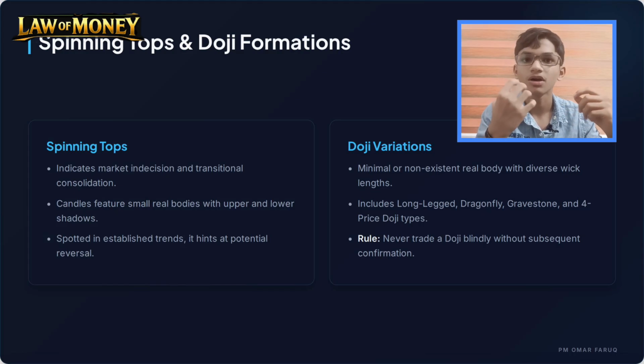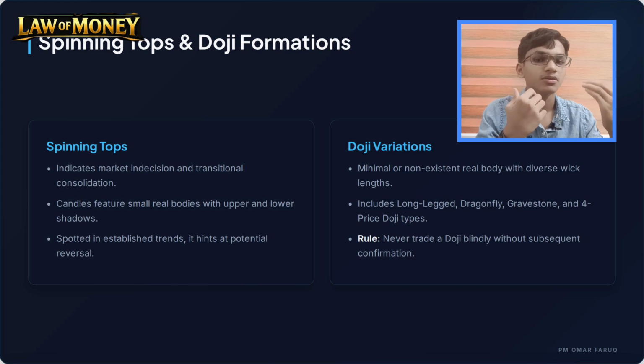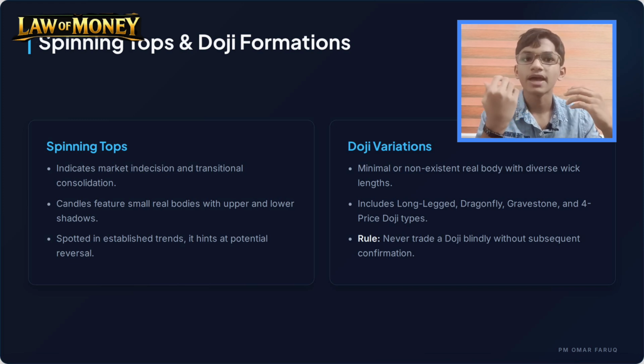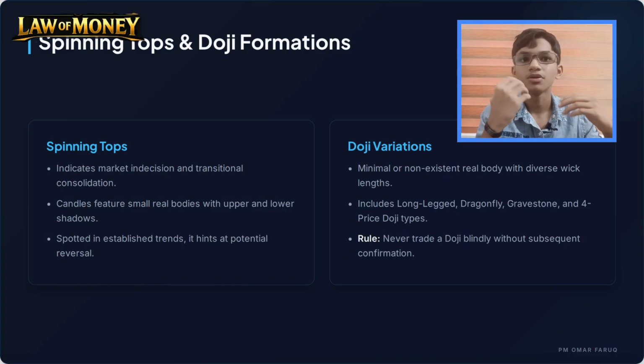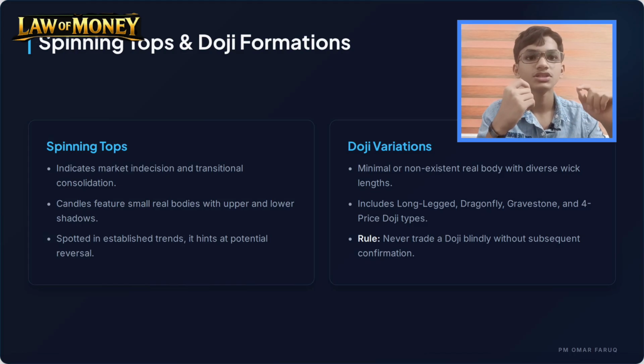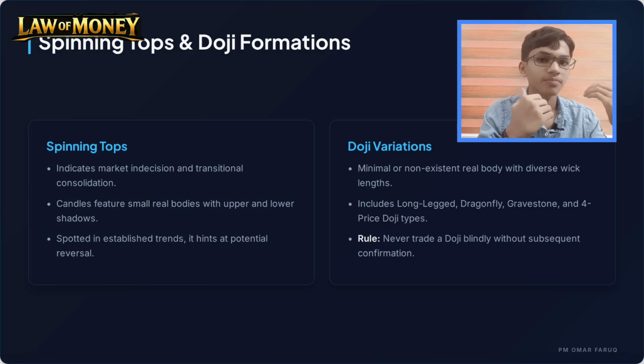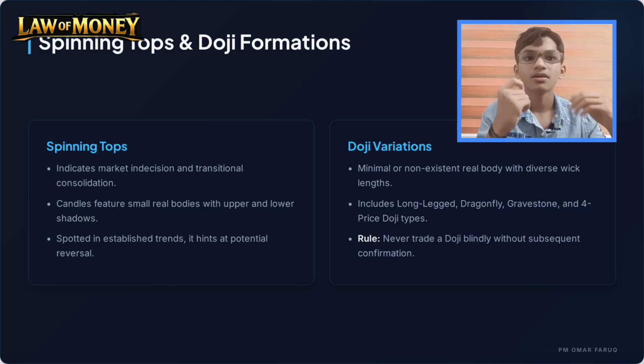A doji is formed when the opening and closing prices are very close together. There are several variations, including long-legged, dragonfly, and gravestone doji formations. The important concept is that the market travelled during that period, but eventually returned to where it started. This can indicate uncertainty, especially after a strong trend, but never trade a doji blindly. A doji in the middle of a sideways market may mean very little. A doji appearing after a powerful rally near resistance may deserve much more attention. The following price action is often essential for confirmation.